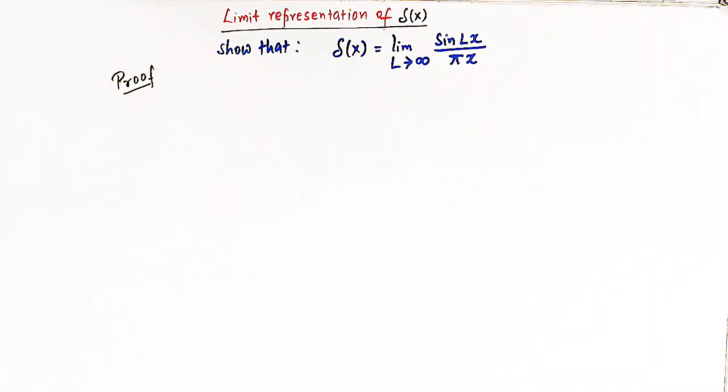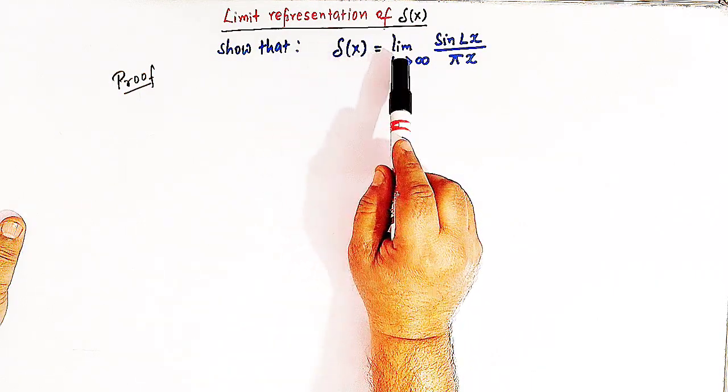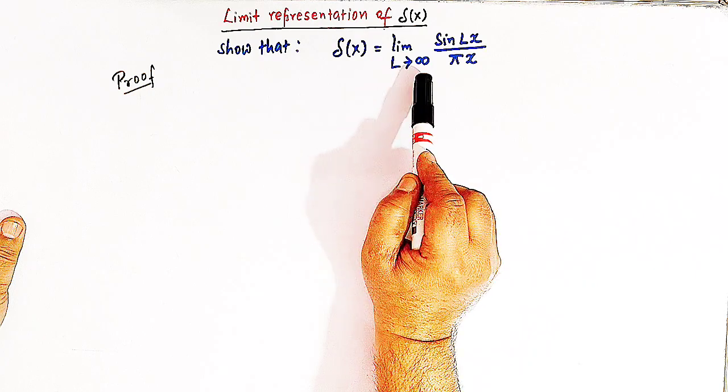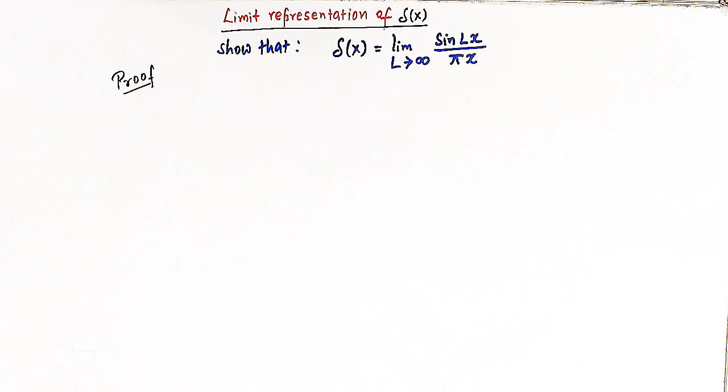Hello viewers, in today's session we are going to discuss an important limit representation of the famous Dirac delta function, right? So in this lecture we'll show that the Dirac delta function can be represented by this limit, that is, limit L tends to infinity of sin(Lx) over pi x, right?